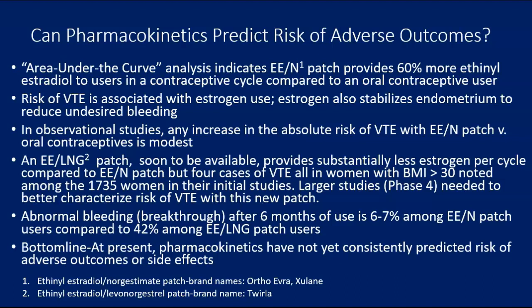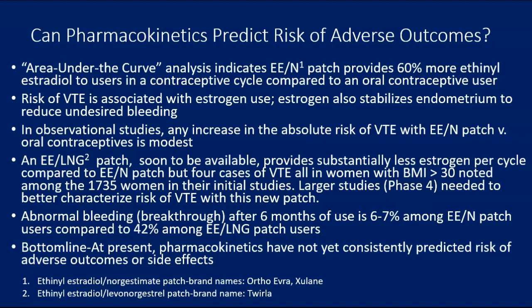And when they did the analysis for the initial patch, which was Ortho Evra, which now is being marketed as Xulane, there was 60% more ethinyl estradiol being delivered to users in a contraceptive cycle compared to an oral contraceptive user using the same hormones. And the concern obviously is that the risk of venous thromboembolism appears to be associated with estrogen use and may be obviously worse with higher doses.